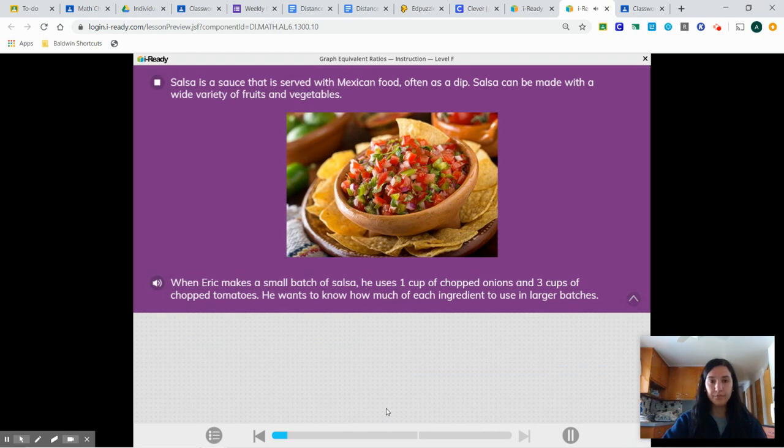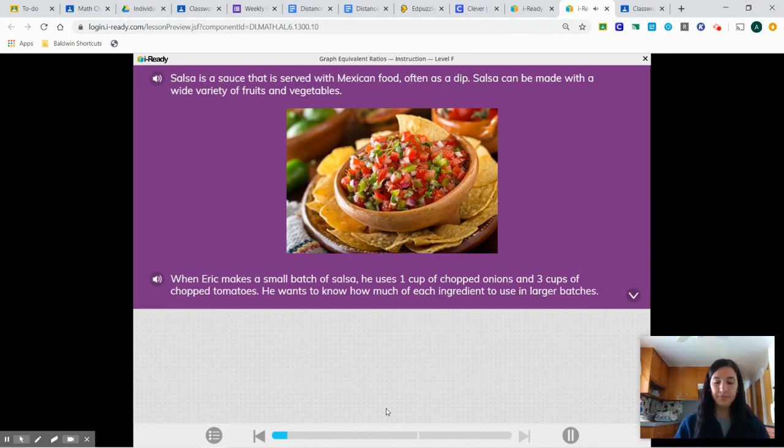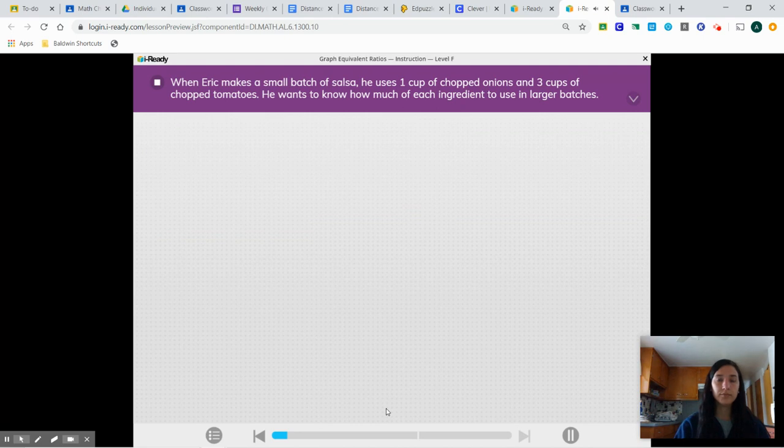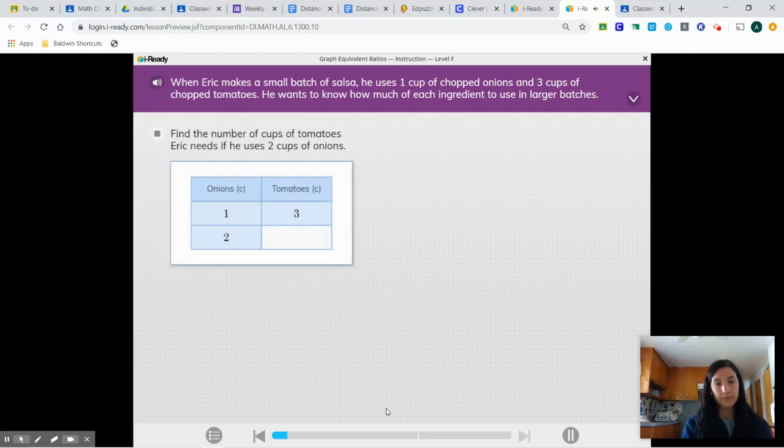Salsa is a sauce that is served with Mexican food, often as a dip. Salsa can be made with a wide variety of fruits and vegetables. When Eric makes a small batch of salsa, he uses 1 cup of chopped onions and 3 cups of chopped tomatoes. He wants to know how much of each ingredient to use in larger batches. Find the number of cups of tomatoes Eric needs if he uses 2 cups of onions.